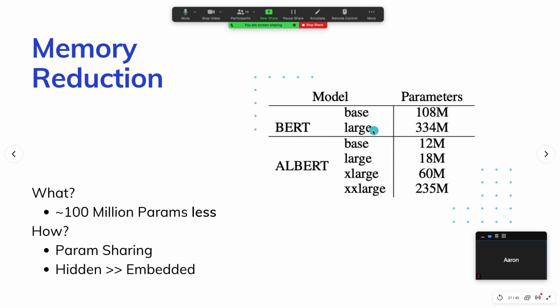We're going to first look at BERT large, which has 334 million parameters, and compare that with ALBERT extra large, which only has 235 million. So you're seeing roughly a 100 million parameter reduction. Now how does this magic happen? Two key additions: parameter sharing, as well as decoupling the hidden layer size from the embedding layer size, to let hidden really be as big as it should be.